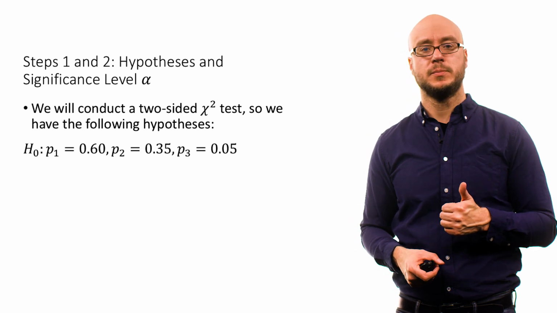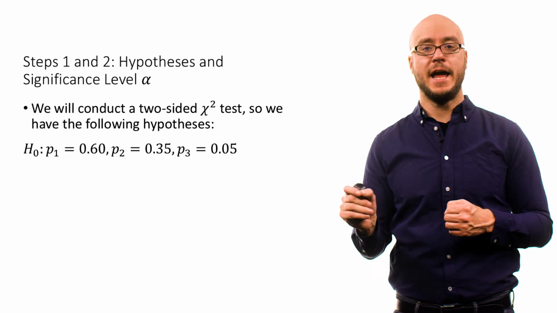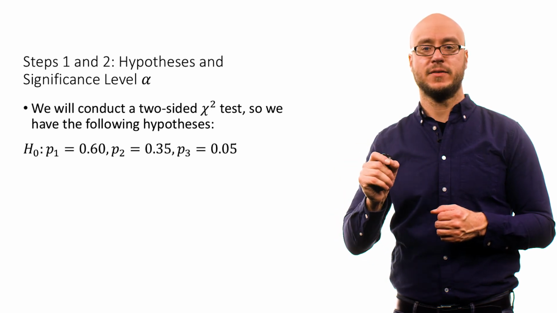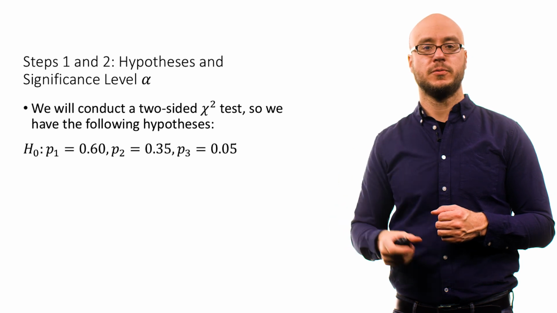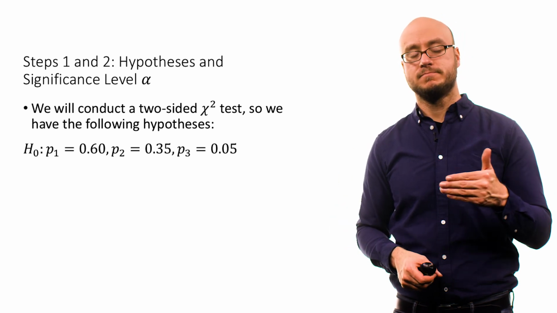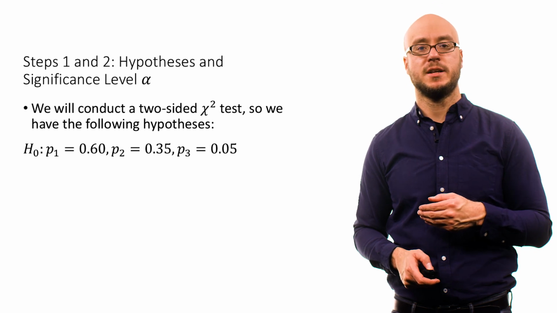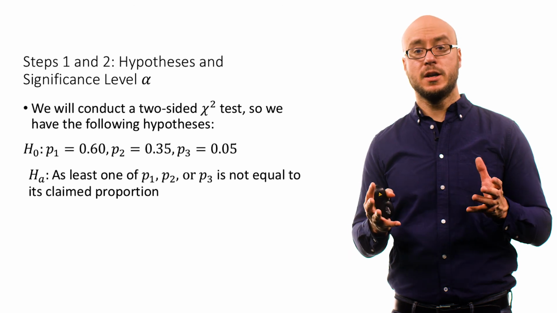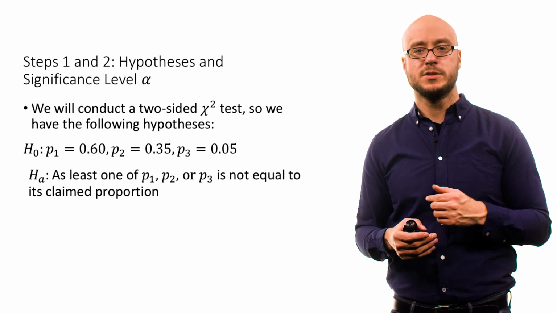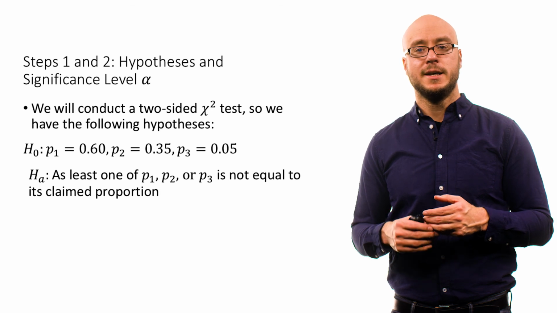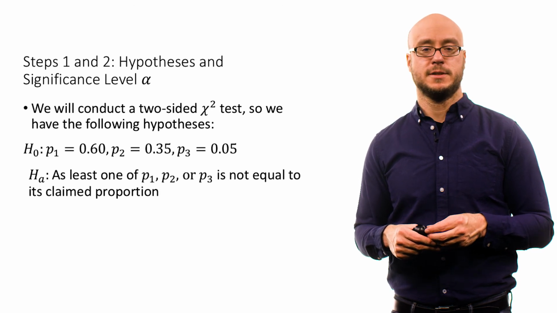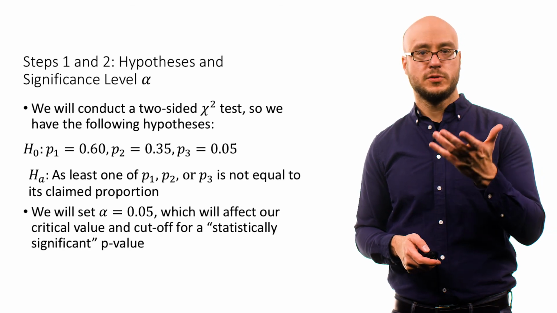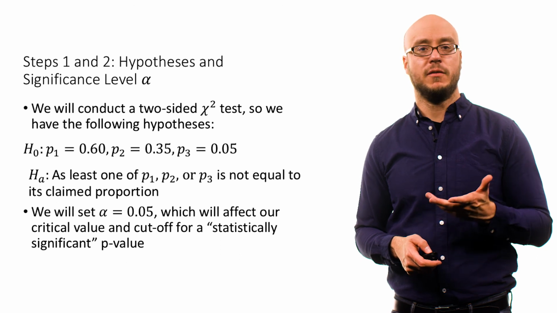The null is simply that the proportions in the population for each of the categories, indexed from i equals 1 to K, so we have Protestants, Catholics, and nones, those are 1, 2, 3, equal the claimed values by this religious studies scholar. The alternative is simply that at least one of these proportions, P1, P2, or P3 in the population, is not equal to the claimed proportion. There's something off here. That's the alternative. And by convention, we will set alpha to 0.05.